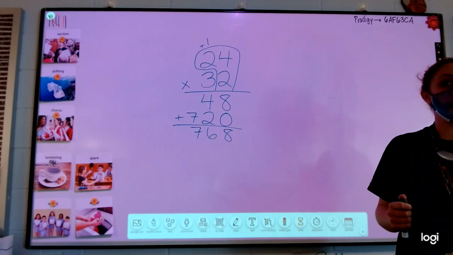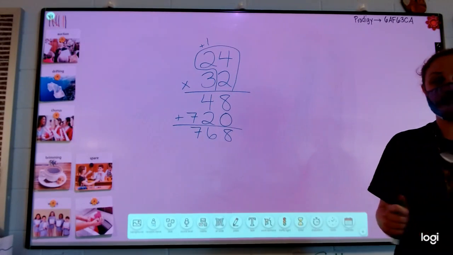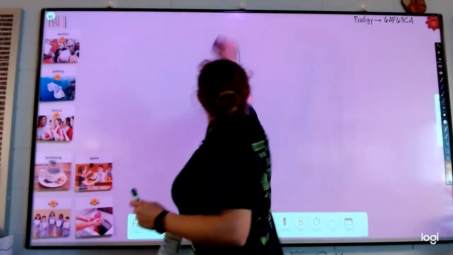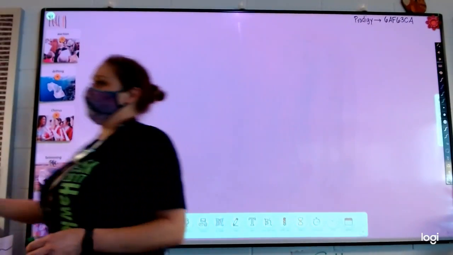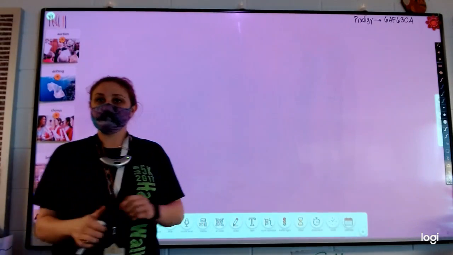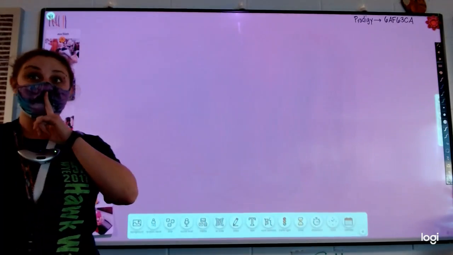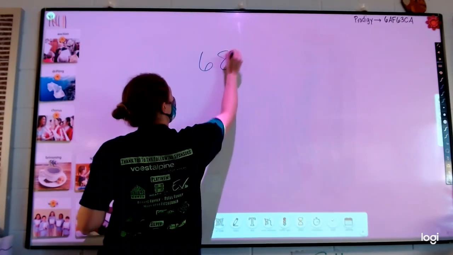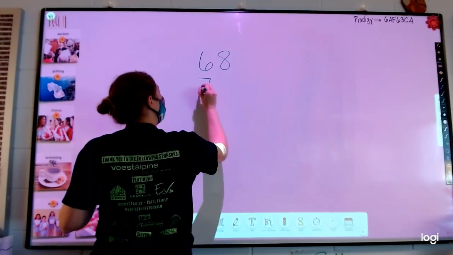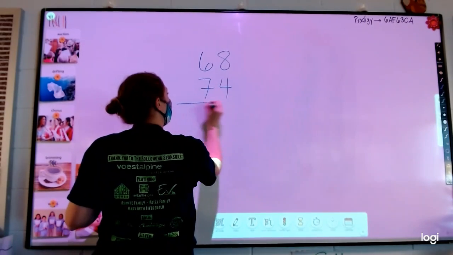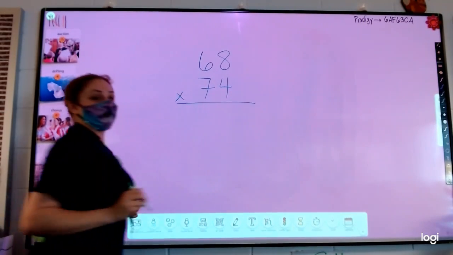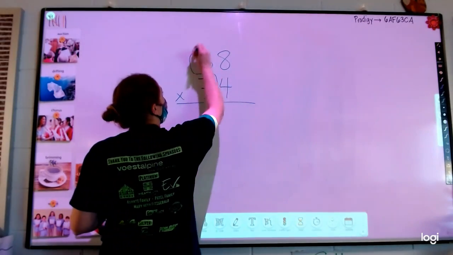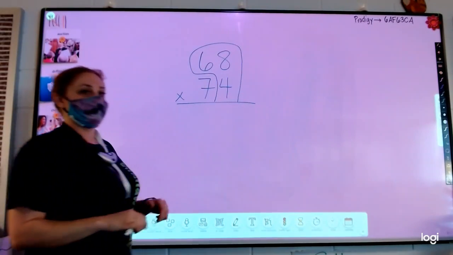All right, we have one more warm-up problem, and then we're going to do a story problem. All right, last warm-up. Boards are erased, markers are ready. Students are quiet. All right, let's do 68 times 74. 68 times 74. Draw your turtle head.